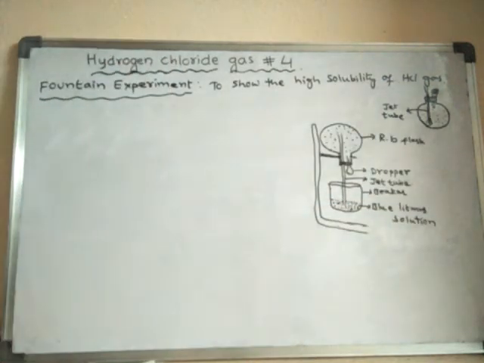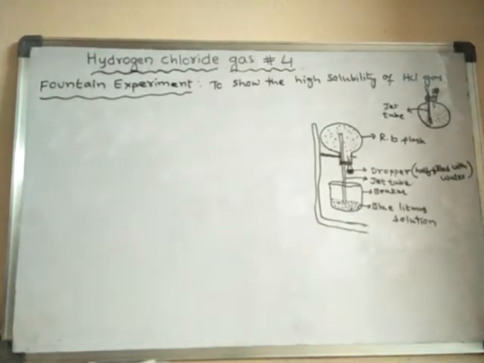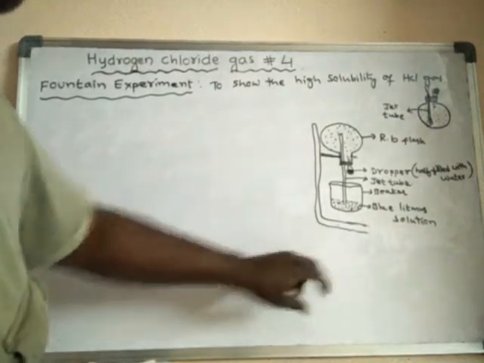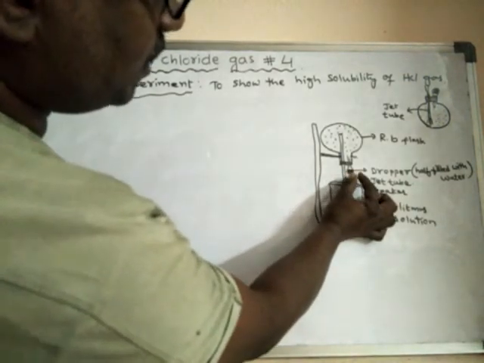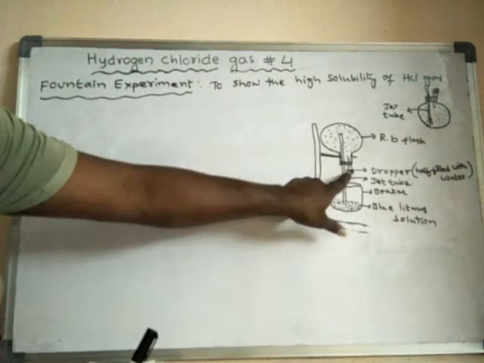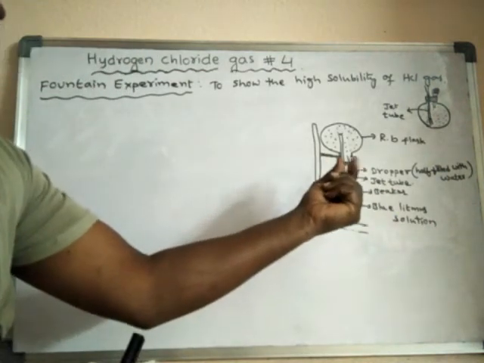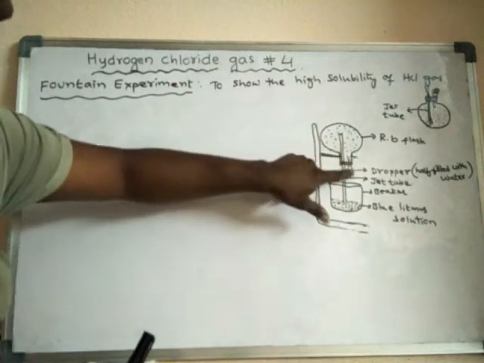Okay, this can be explained like this. Now this is the apparatus. See, you press this dropper. If you press this dropper, what happens?